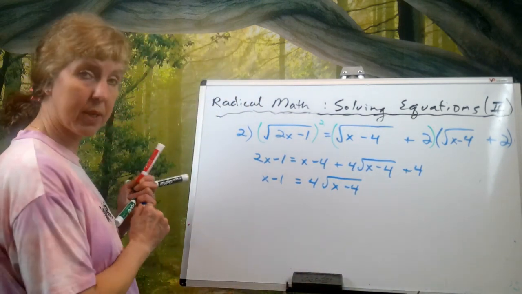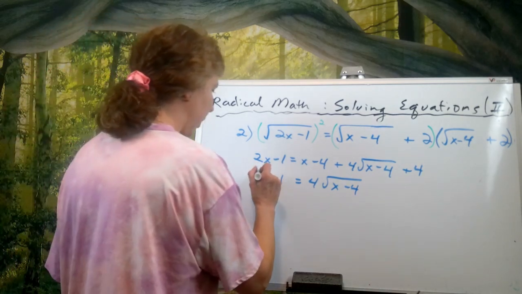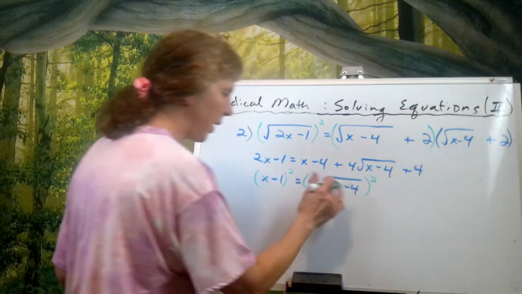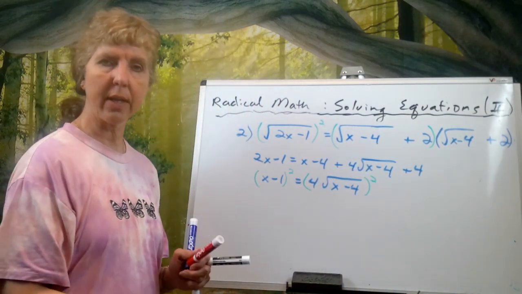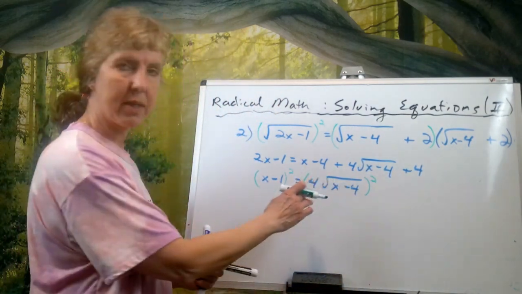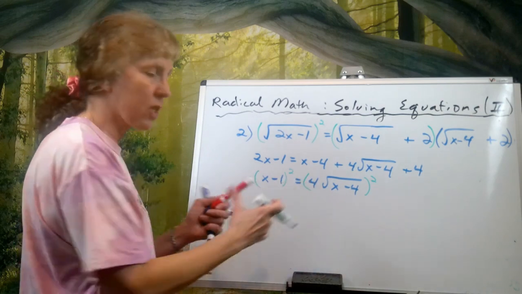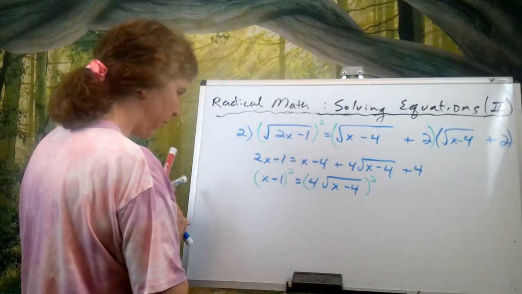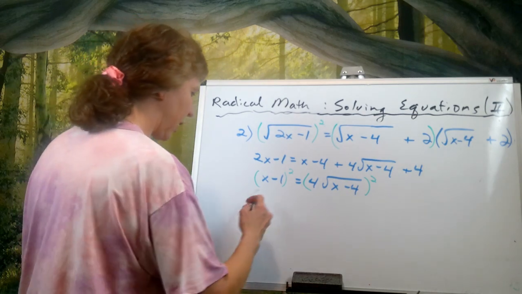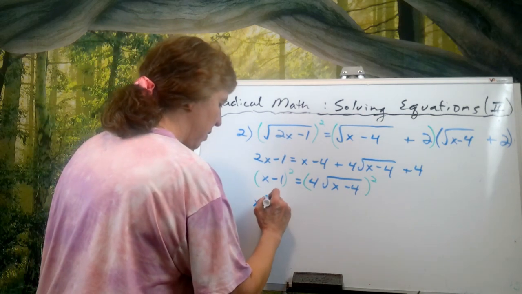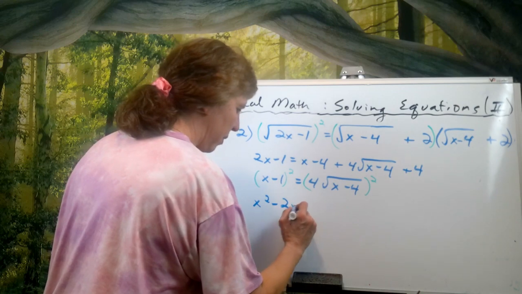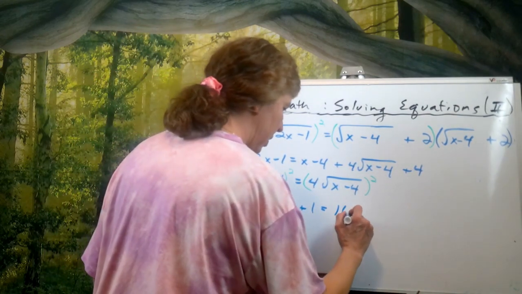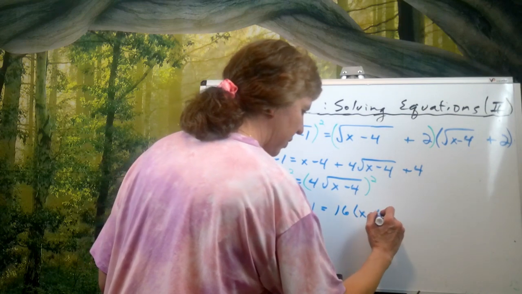I need to square both sides again. Now on the left side, I'm going to need to FOIL that out. On the right-hand side, I'm not foiling that side because there's no plus or minus here. So that means I just need to square everything in the brackets. So on this side, when I FOIL it out, I should get x squared minus 2x plus 1 equals 16 times x minus 4.